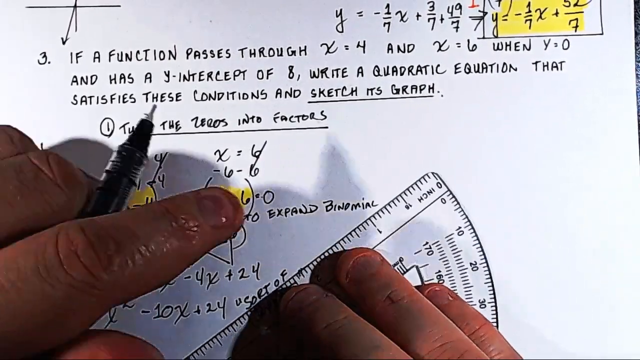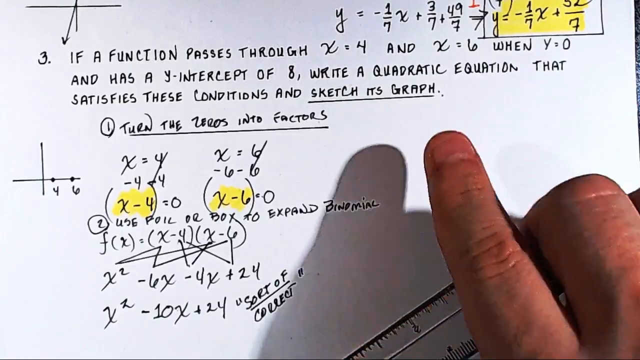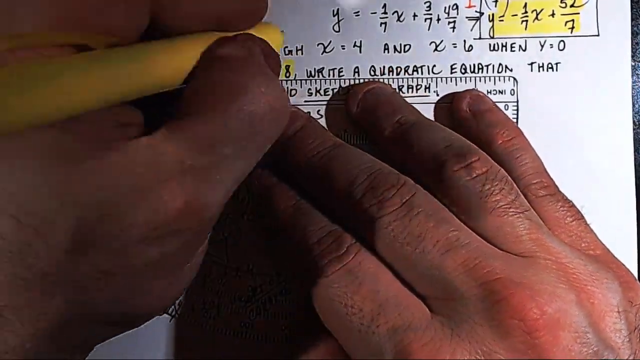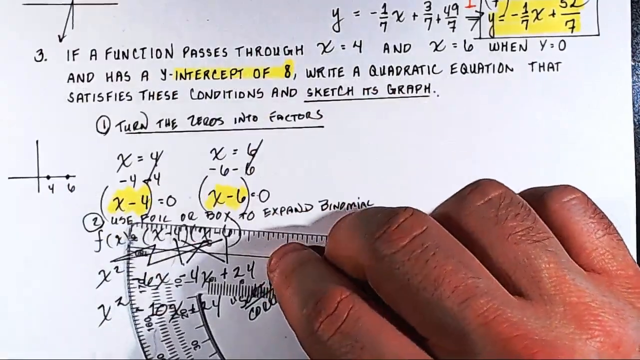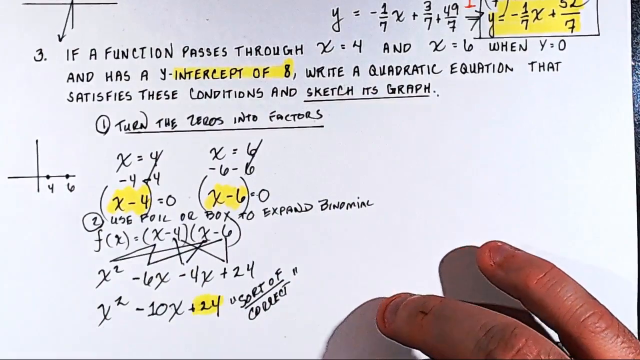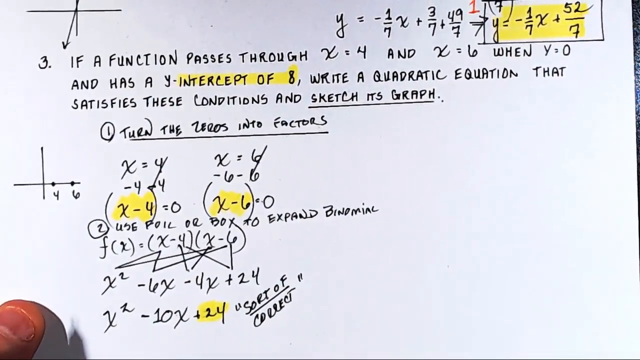Now, this is what bothers people. What do you mean it's sort of correct? Well, here's the problem. I don't know if you guys noticed this, but look up here. It says that the graph has a y-intercept of 8. Well, look down here. We have a y-intercept of 24. So what gives? Well, here's what's happening.